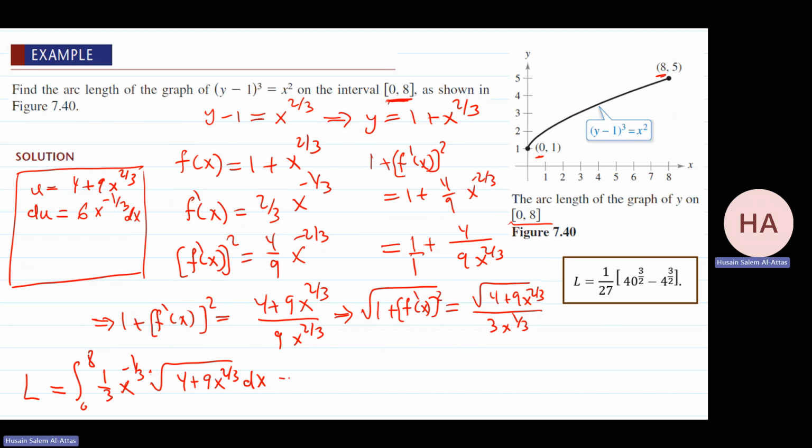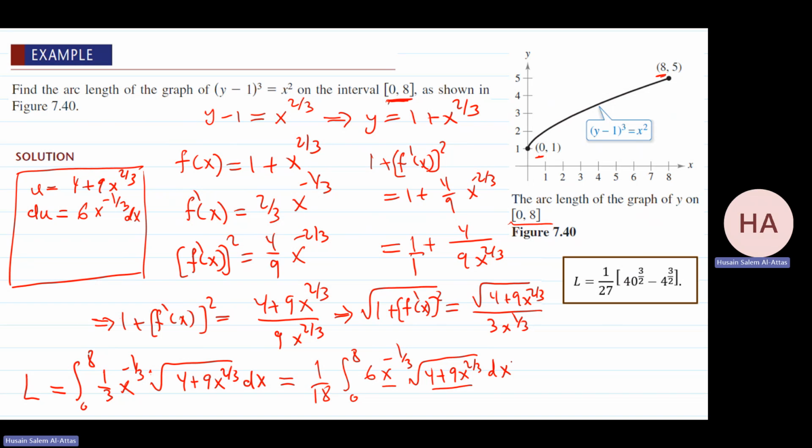So I need to write 6 here. From 0 to 8, I need 6x to the power minus 1 over 3. So I have 1 over 18 outside. I need the 6, so I have 1 over 18 times the integral from 0 to 8. I took 1 over 3 out. 6x to the power minus 1 over 3, this is 18 over 3, which is 6, yeah, times the square root of 4 plus 9x to the power 2 over 3, dx. So this is u, and this is my du.